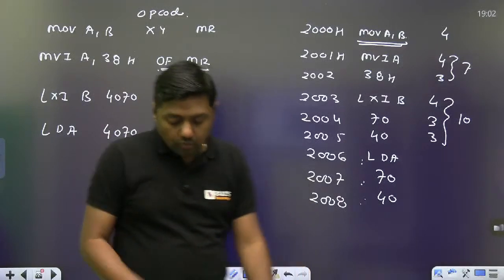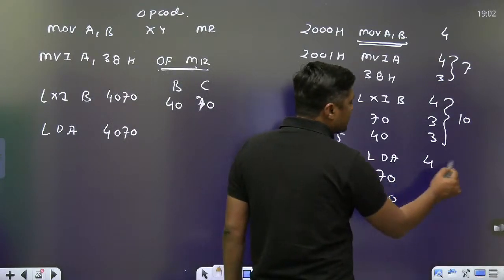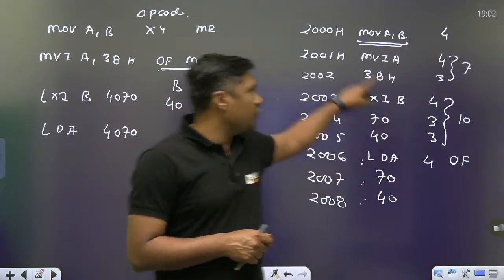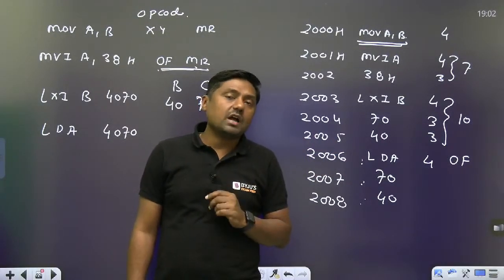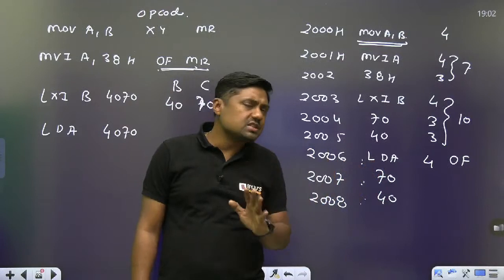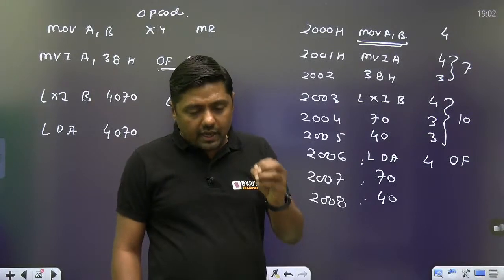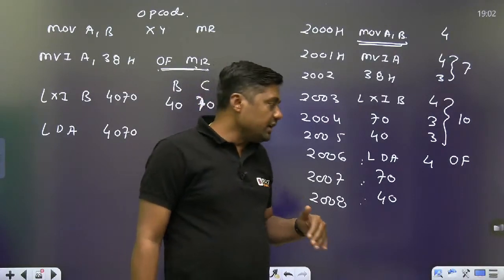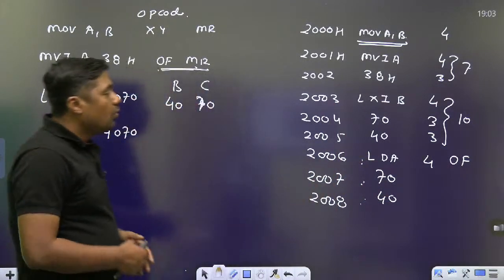Now try to understand the function of this. First of all, opcode fetch. 4 T states are required. After decoding this, this instruction will move from memory to the microprocessor, and the microprocessor will get the idea. What is the idea? There is a location, 4070, a 16-bit address, from where I have to take the data, and it should be stored in what? Accumulator. Simple. The function is to get the data from the 16-bit address and store it into the accumulator.